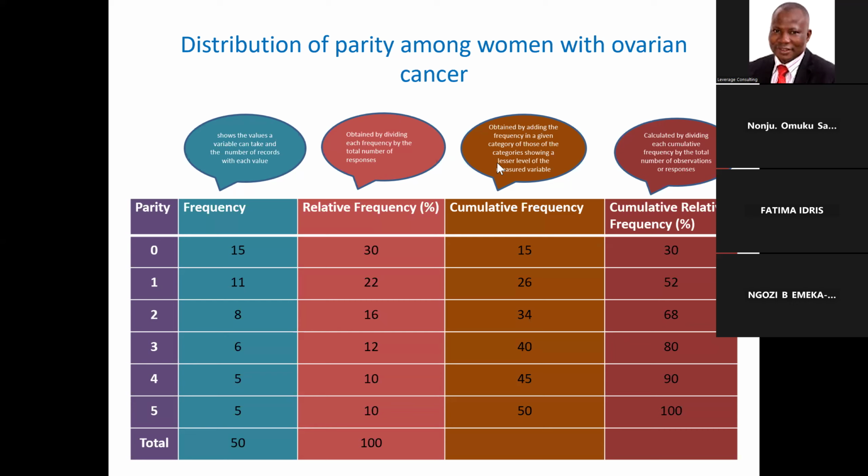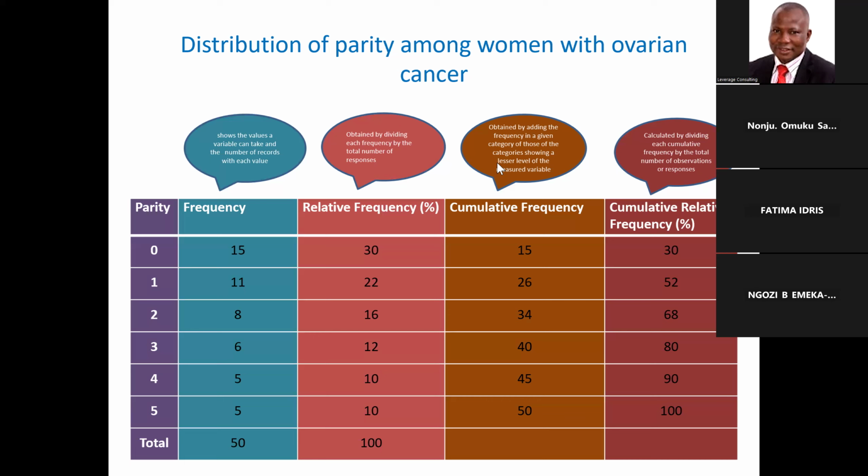Parity is the number of times a woman has carried a pregnancy to term. So if a woman has not carried a pregnancy to term, the parity is 0. If it is once, it's 1. If it is twice, it's 2, and so on. Now, it's different from the number of pregnancies.